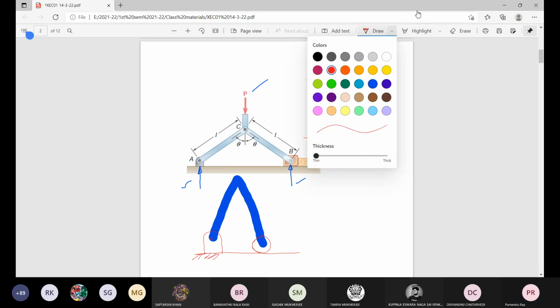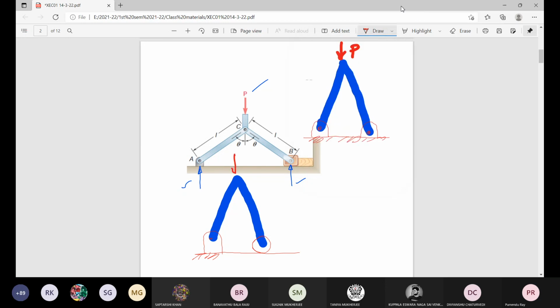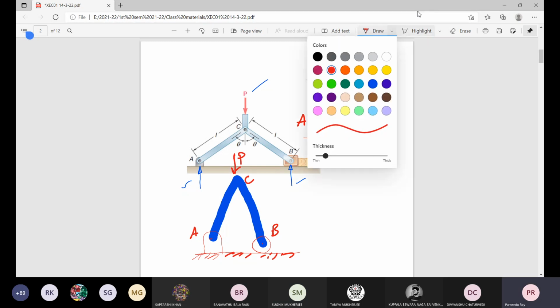Now, in this new diagram, suppose these are the locations A, B, C. Now, in this third case, if B is connected to a roller which is resting on this horizontal floor, and if we apply any vertical downward force P, can you do that? No, sir. Why? It will slide, sir. Exactly. Straight. So this support is free to move towards right.